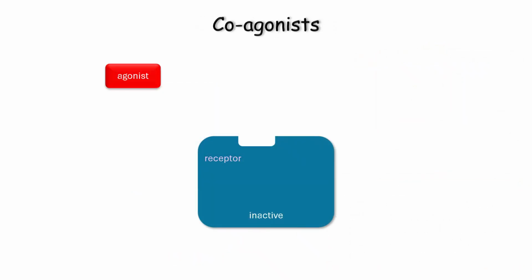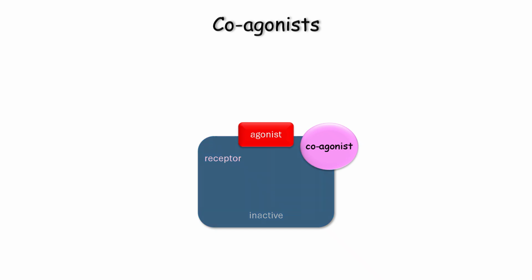This time, the main agonist can't access its binding site in the receptor when it's in its inactive state. A co-agonist is a molecule that has no direct effect on the function of the receptor, neither activating it nor inhibiting it. But when the co-agonist is bound, it causes a conformational change in the receptor that frees up the binding site for the main agonist, which is now able to access its binding site and activate the receptor to produce a response.